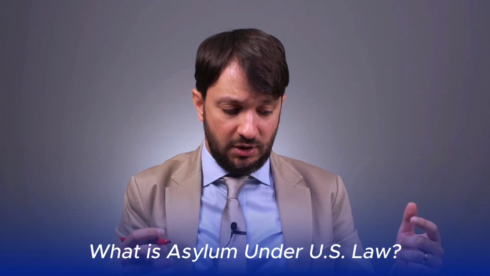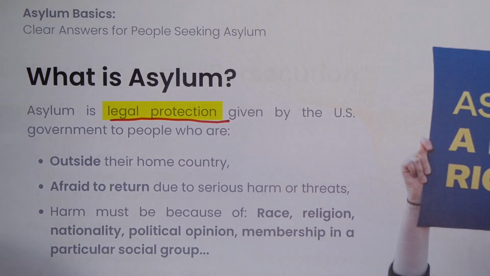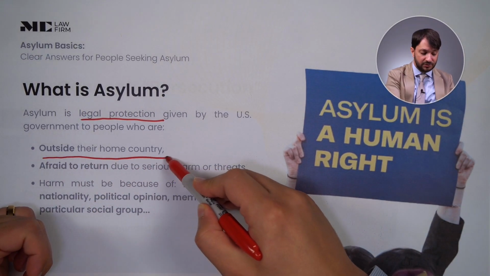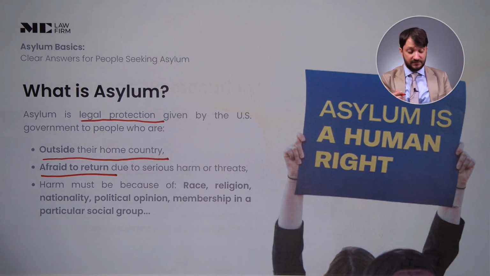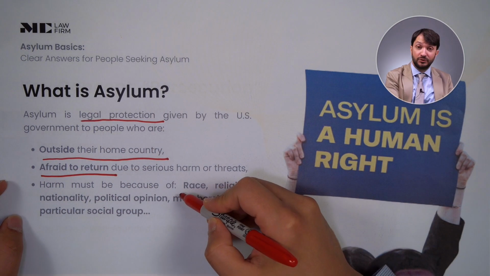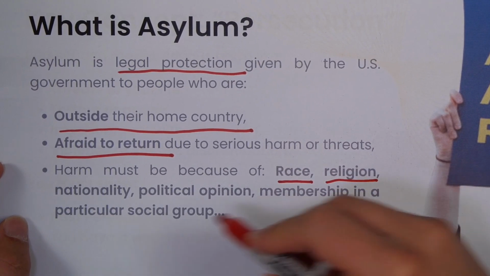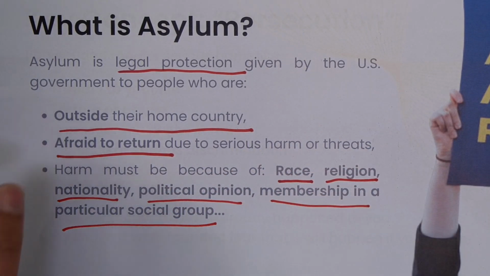What is asylum under US law? It is a legal protection given by the US government to people. Who are these people? First of all, they need to be outside of their home country. They're afraid to return due to serious harm or threats, and the harm must be based on these 5 protected grounds, the human rights, because of their race, religion, nationality, political opinion, or membership in a particular social group, which could be interpreted as gender, sexual orientation, or something unique like victims of domestic violence in a certain country.